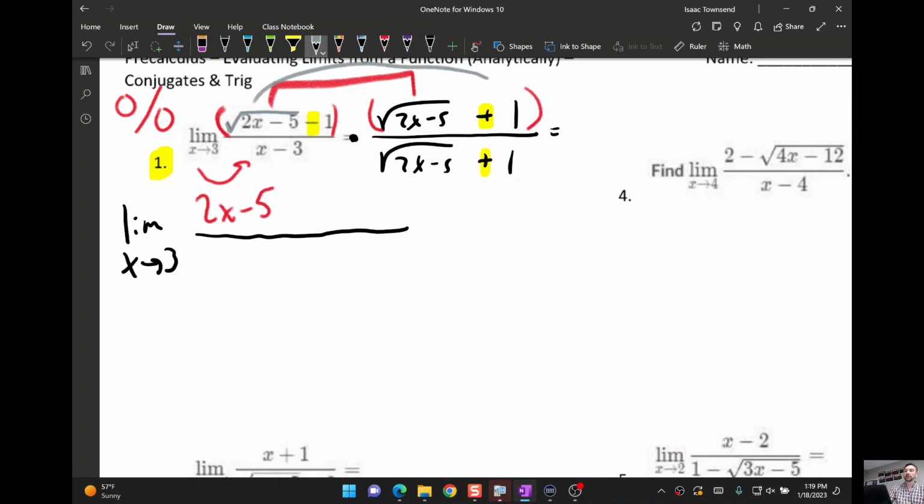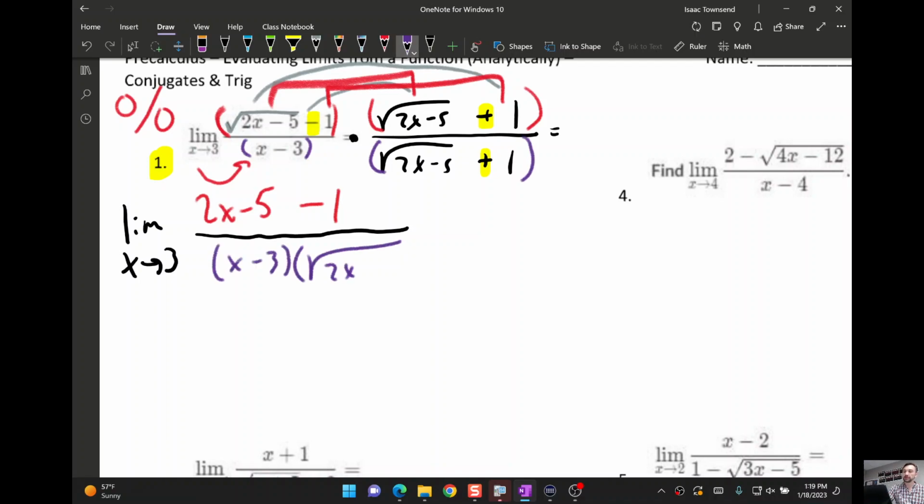You're welcome to do the outer part of FOIL next, and then the inner part of FOIL after that, but those two always cancel out, so I'm going to skip them. And then the last part of FOIL, -1 times +1 would be -1. Even though you can FOIL the denominators together, it would be a mistake, because we need something to cancel out, and if we multiply all this mess together in the denominators, then we're not going to see what's going to cancel.